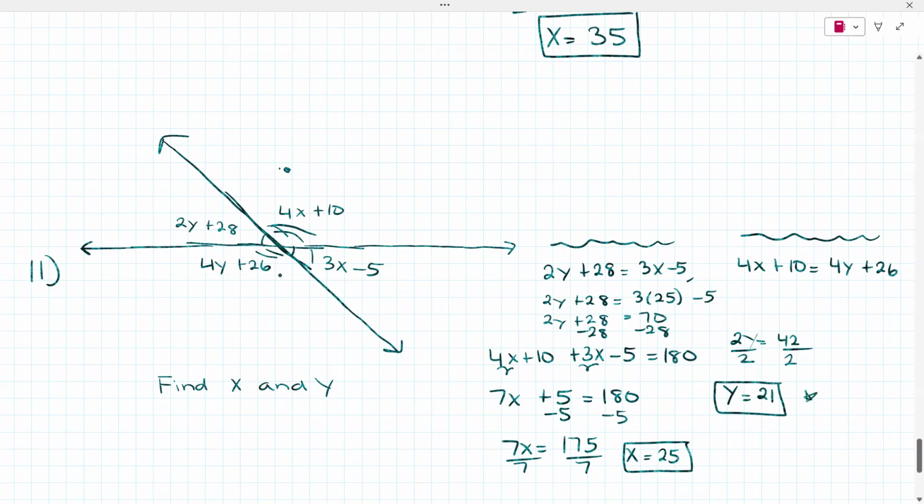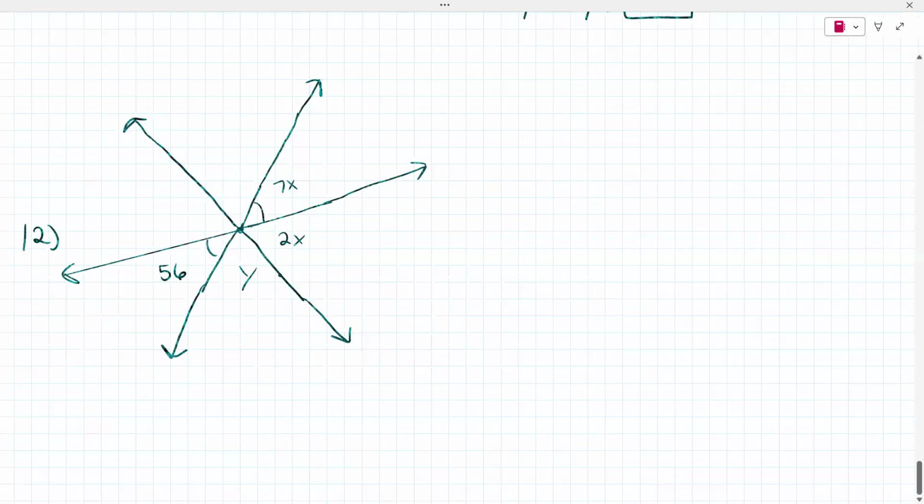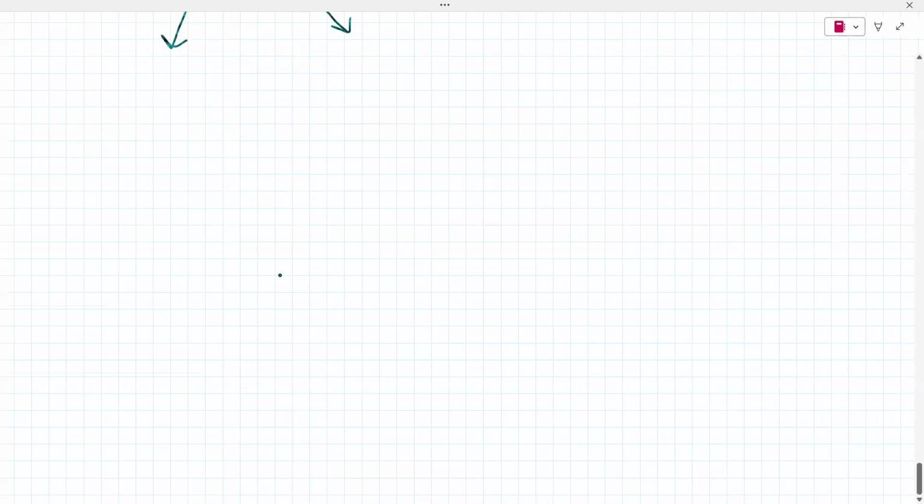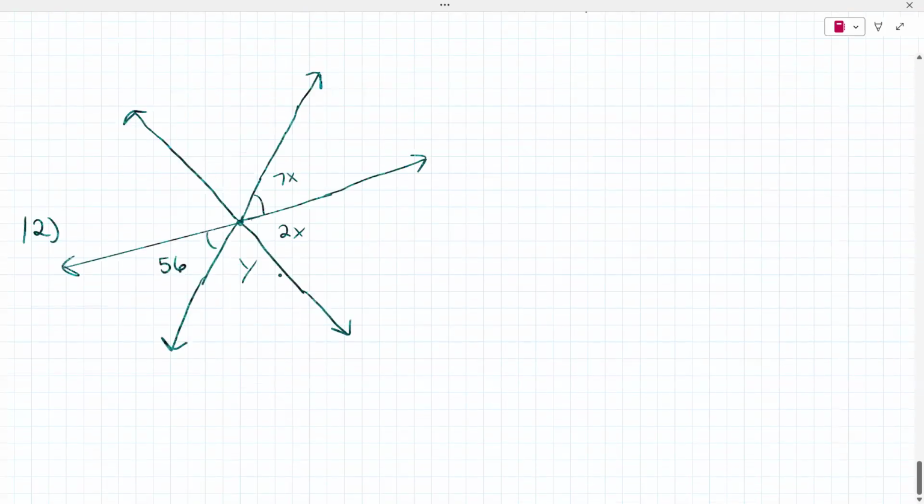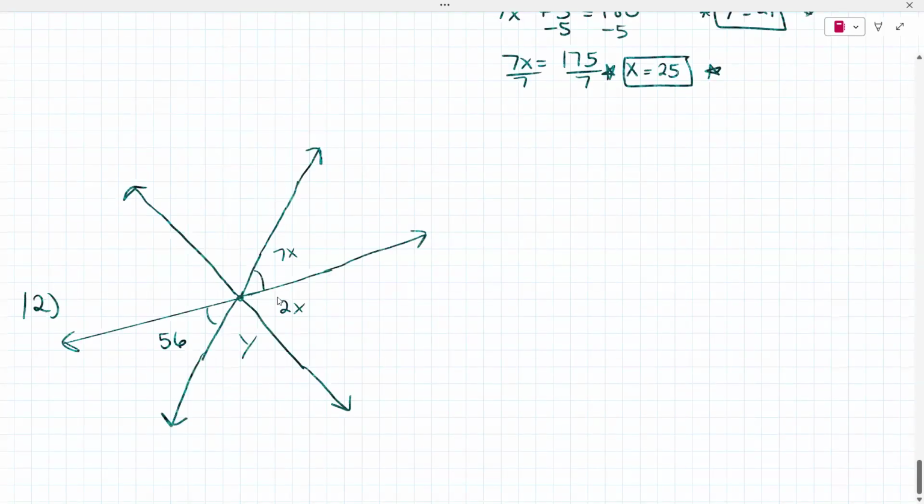Okay. Good. Okay, so that was that example. Let's move on. This is the last example. Okay, so example 12. What do we know? We've got to solve for x and y.